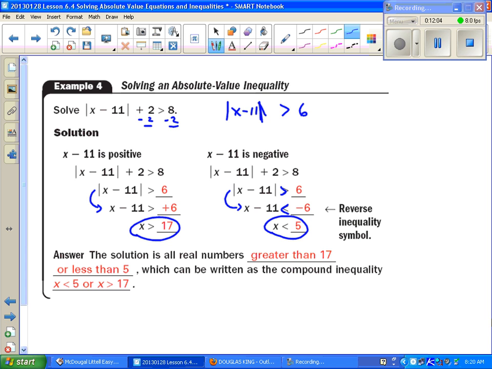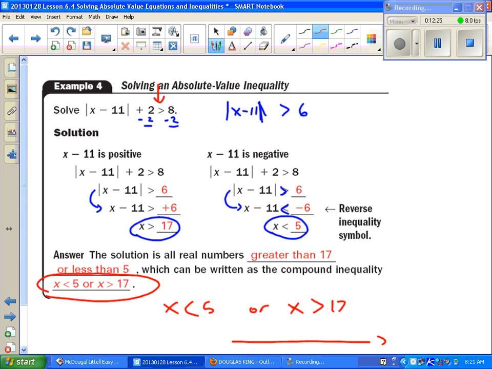And since that started off as a greater than inequality, we can see it at the beginning. It started as a greater than inequality. It is going to be an or inequality. And remember, those are a whole lot easier to write and graph for most people. You write it as x is less than 5 or x is greater than 17, written just like that. Open circle, since it doesn't say or equal to.